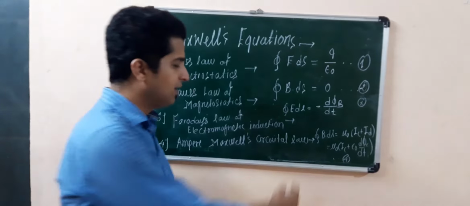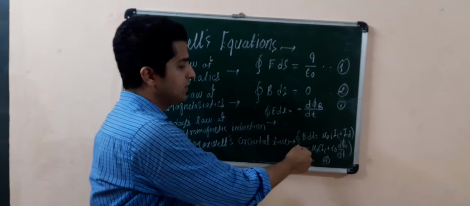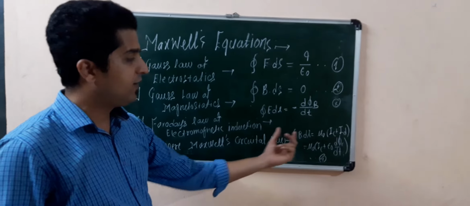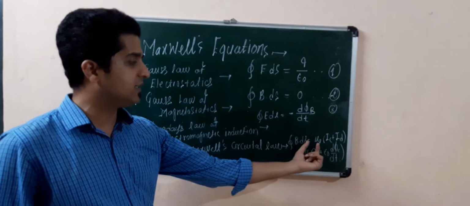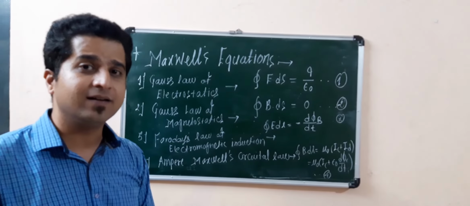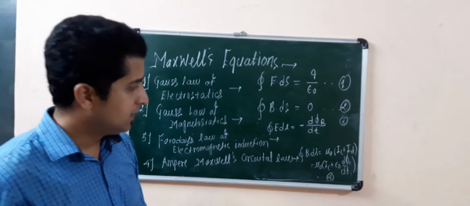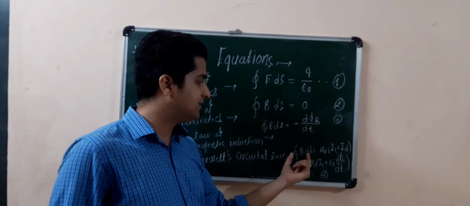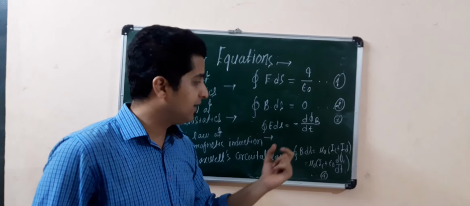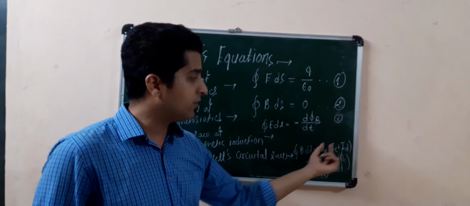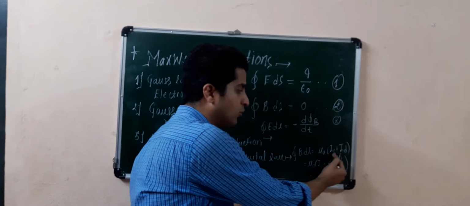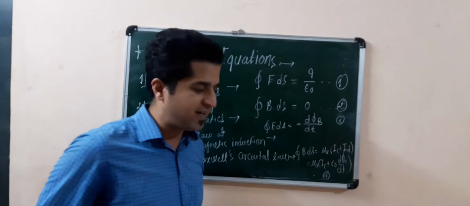It is the same: the closed integral, or line integral, of the total magnetic field for any closed loop is equal to mu naught times the total current threading that loop. And the total current consists of both conduction current as well as displacement current.